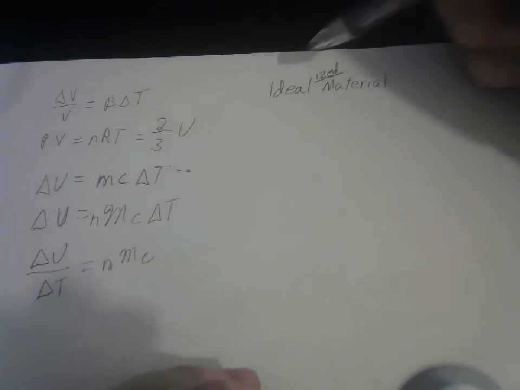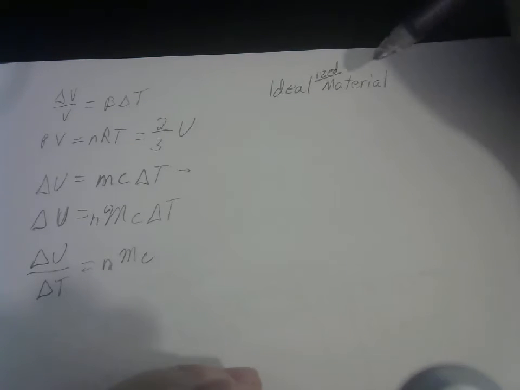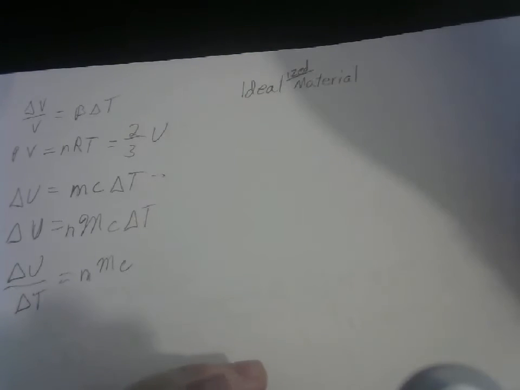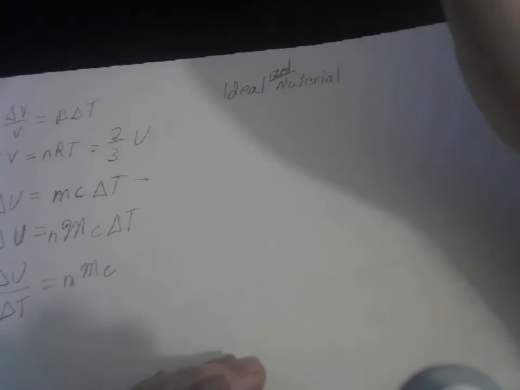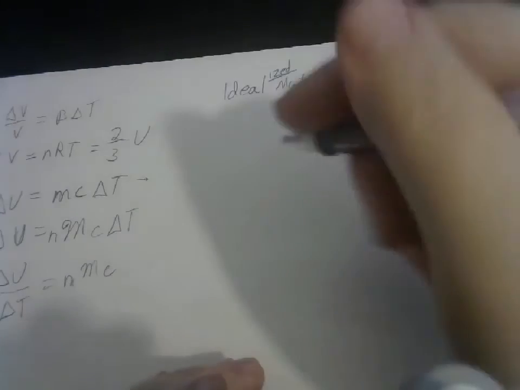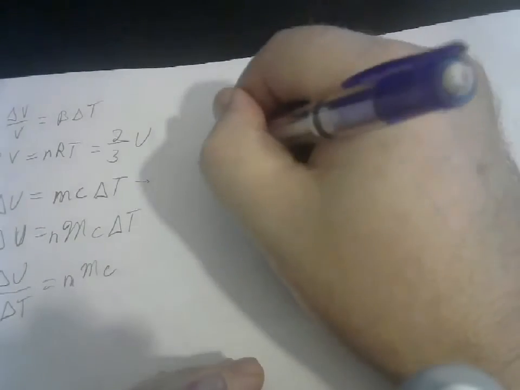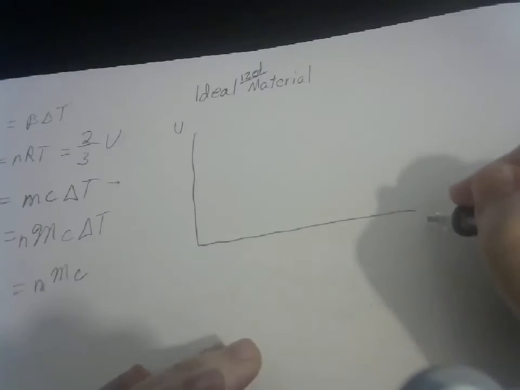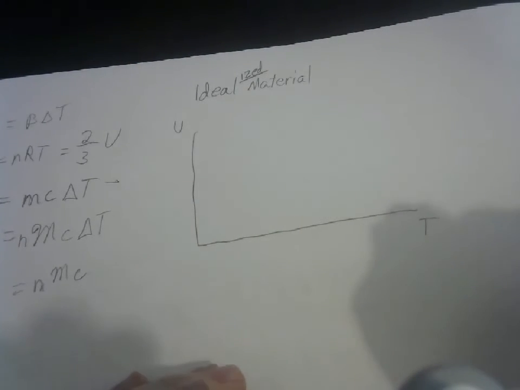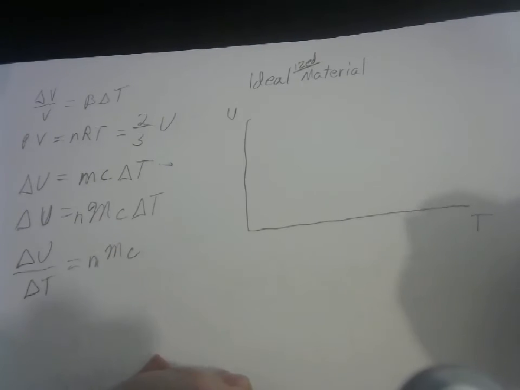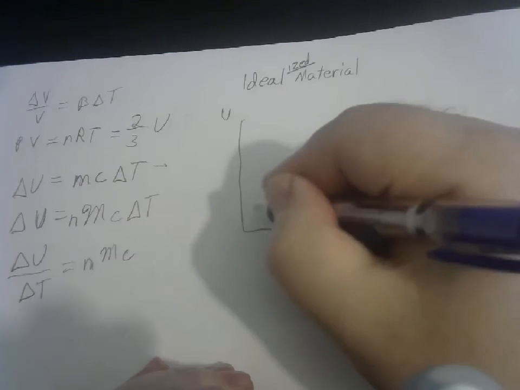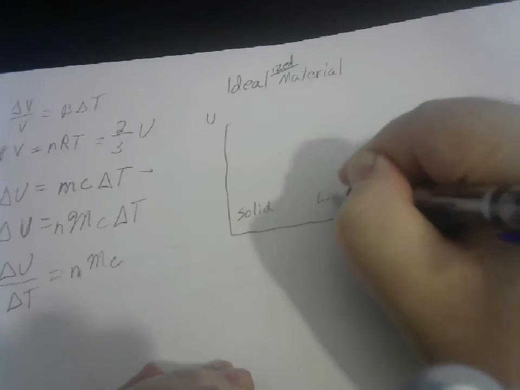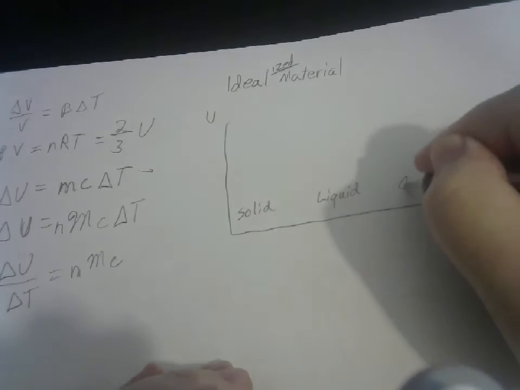Okay, for a moment I'm going to talk about an idealized material, and I don't think you're going to find them talking about an ideal material in the text. Basically, we would draw a U versus T graph, and we would have three phases of the material: solid, liquid, and gas.